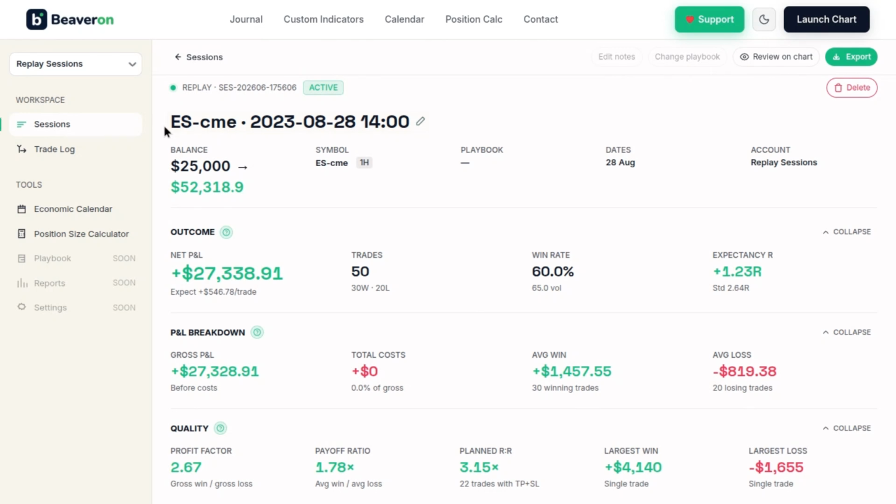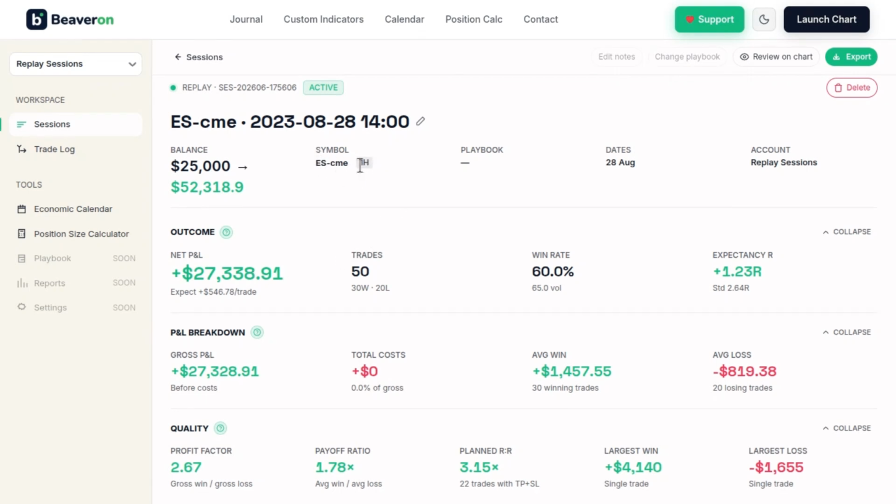But yeah, as you can see, we traded ES, CME. So I started off with a $25,000 balance, and I was acting more like this is a $25,000 account, not a funded account, but an actual account. So how much you lost or how much you risked didn't really matter. So as you can see, the current balance is obviously $52,318.09. The net P&L is $27,338.91. So like I said, the symbol is ES CME.